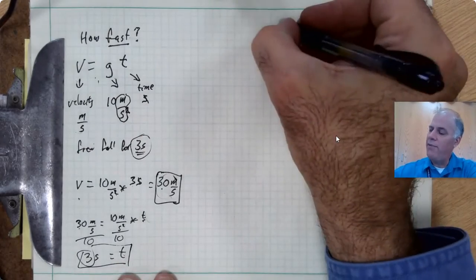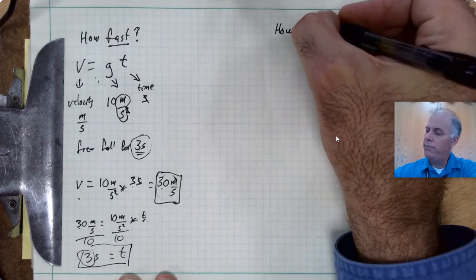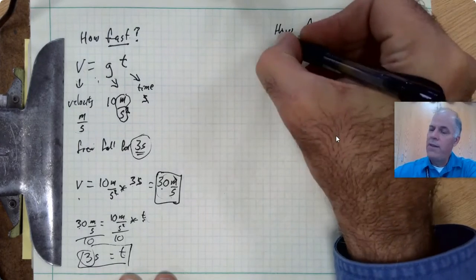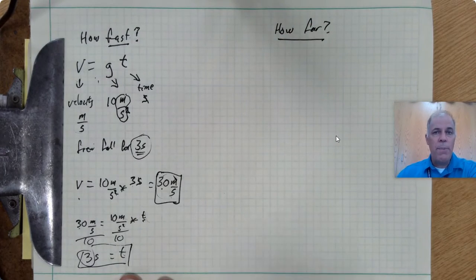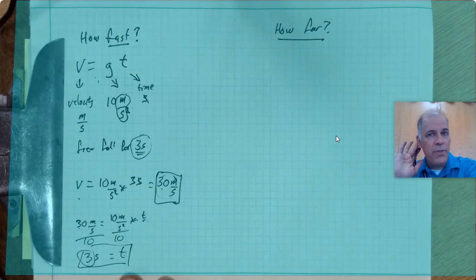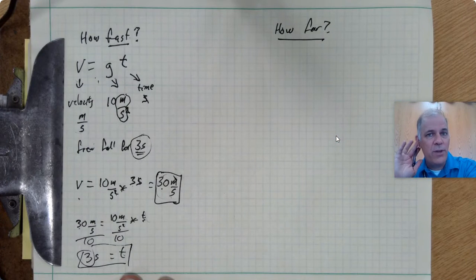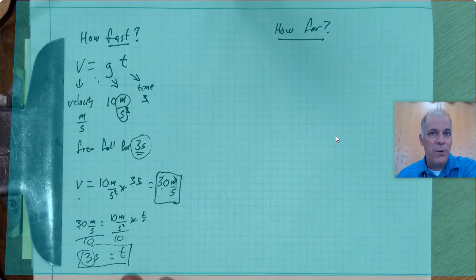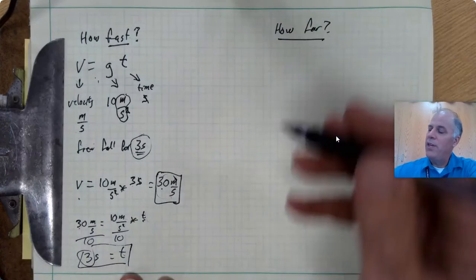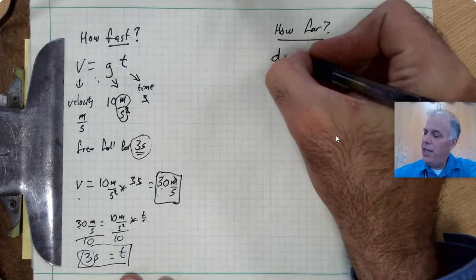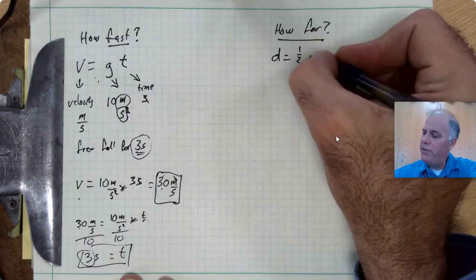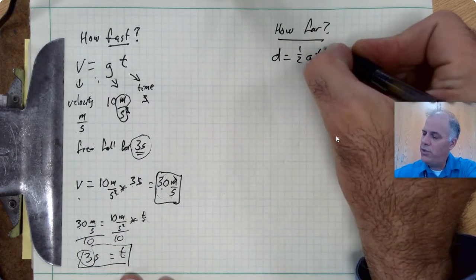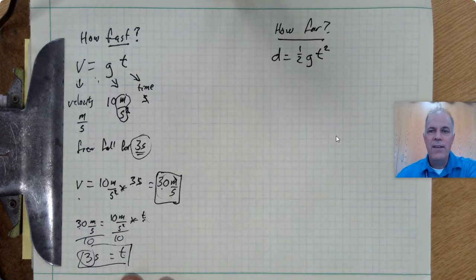Now the other one we have is how far. So we drop a ball out the window and we listen, 1001, 1002, 1003, and it hits the ground. How far did it fall? How high was the window above the ground? The equation for this one is d equals 1/2 g t squared. Looks a little messy, but there's a shortcut we can do in this one to make it a little bit easier for us.